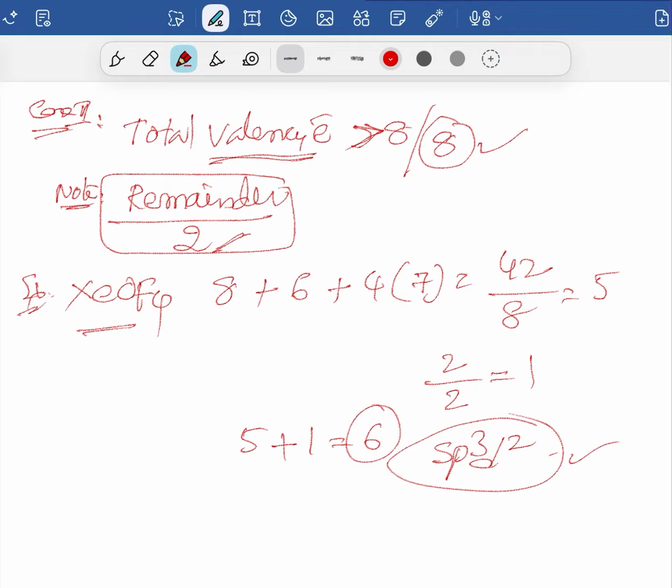It's very simple. For sp3d2 hybridization here, the total valence electrons are greater than 8, so it is divided by 8. If there is a remainder, it is divided by 2. Both are taken in the total value. So this exhibits sp3d2 hybridization.